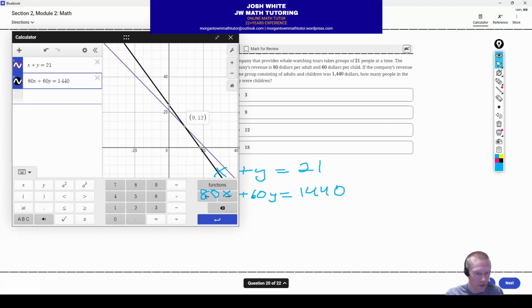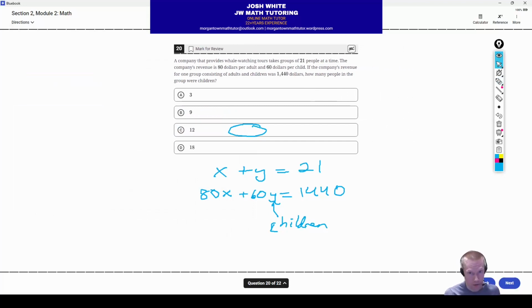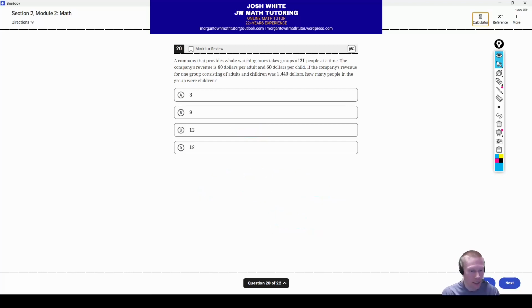Where do these two lines intersect now? So right here at 9, 12. Now, do we want the x value of 9 or the y value of 12? If you read the question, it says how many people in the group were children. Notice for children, I used y. So I want the y coordinate, the 12. The correct answer for this one is going to be letter C, 12. There were 12 children out of the group, and there were obviously 9 adults, but 12 is what they're asking for here. Again, letter C.